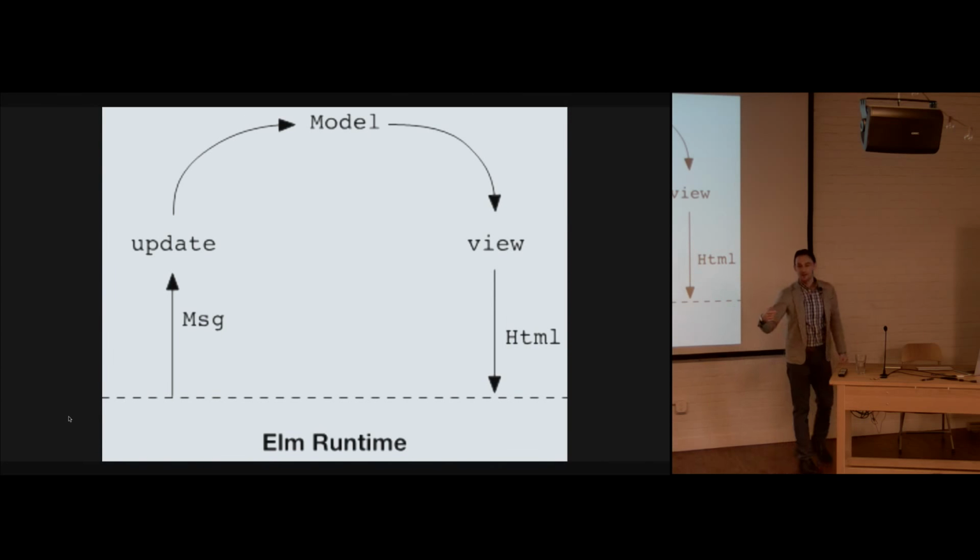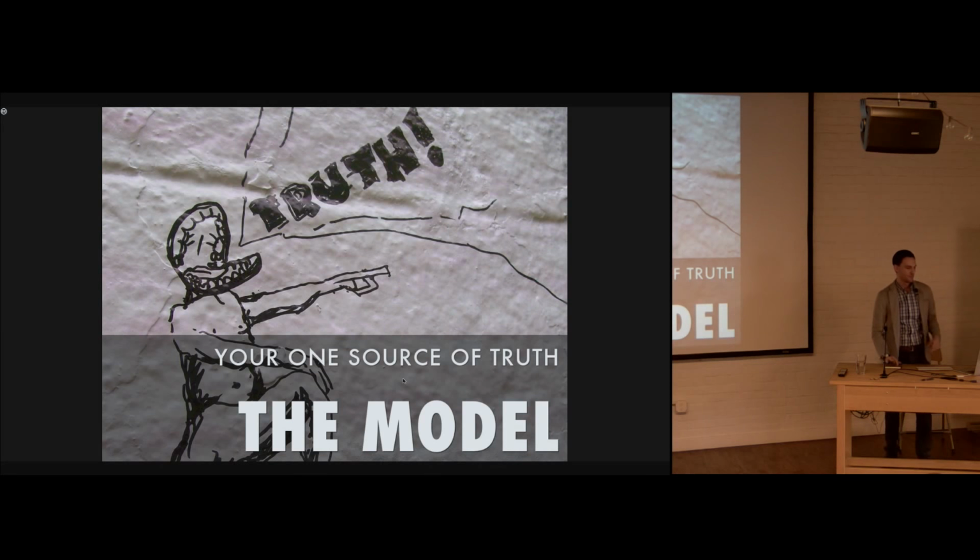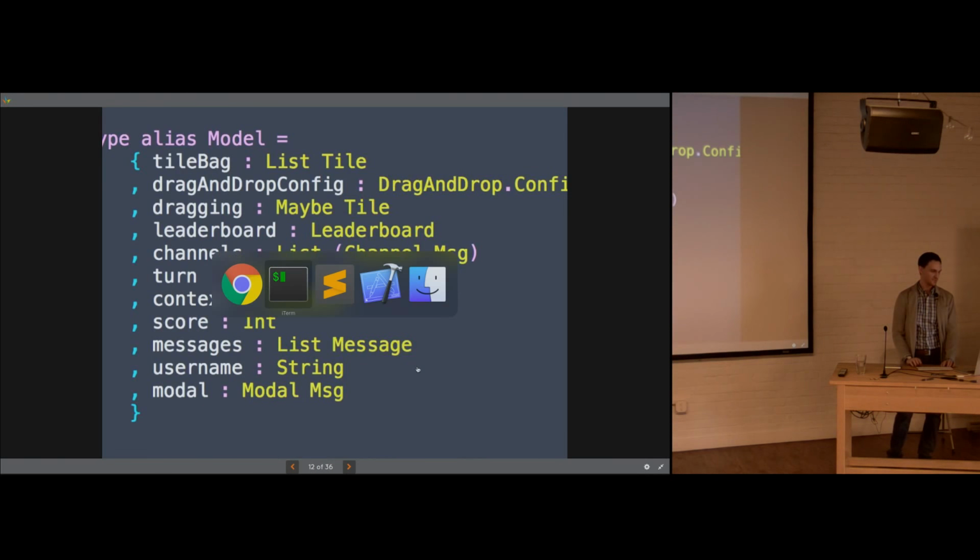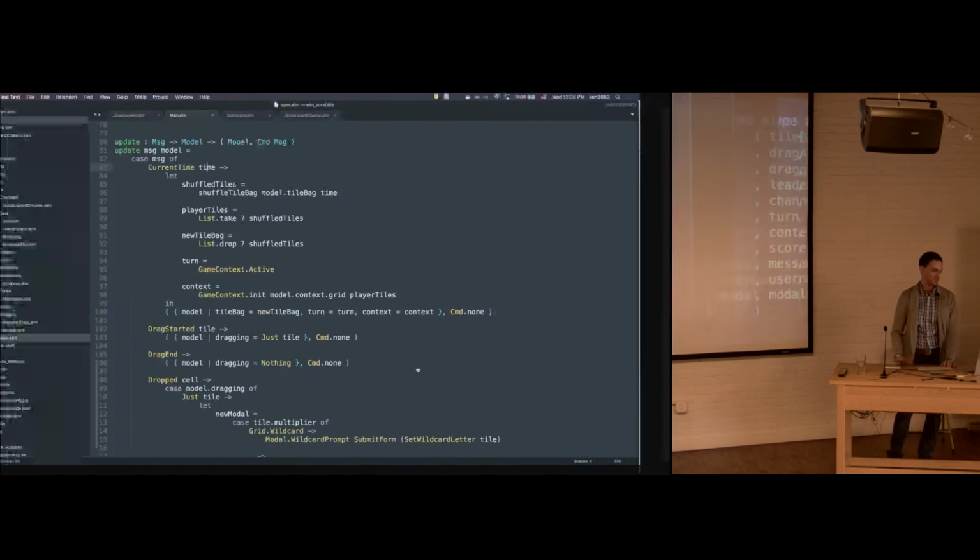So we'll take a look at the different pieces a little bit. All right, so the model is your one source of truth in Elm. Let's take a look at what a model looks like. All my pictures got cut off, so they're kind of terrible. All right, so generally in an Elm program, you'll have a main file, usually main.elm, where you define your model. So since we're playing Scrabble, I came up with a bunch of things that I wanted to add to my model and keep track of.